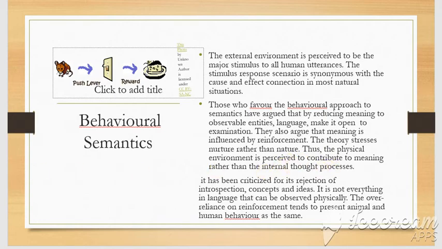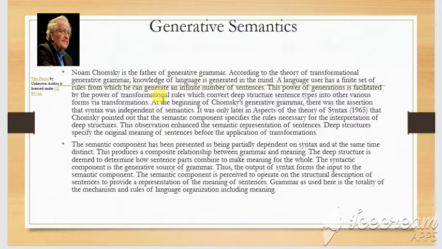As against it, the generative approach to semantics considered thought processes to be the essence of language. Language is here generated in the mind. It was developed by Noam Chomsky. At the beginning, Noam Chomsky considered syntax to be independent of semantics. But later on, he changed his point of view and thought the semantic components specify the rules necessary for the interpretation of deep structure in transformational generative grammar.